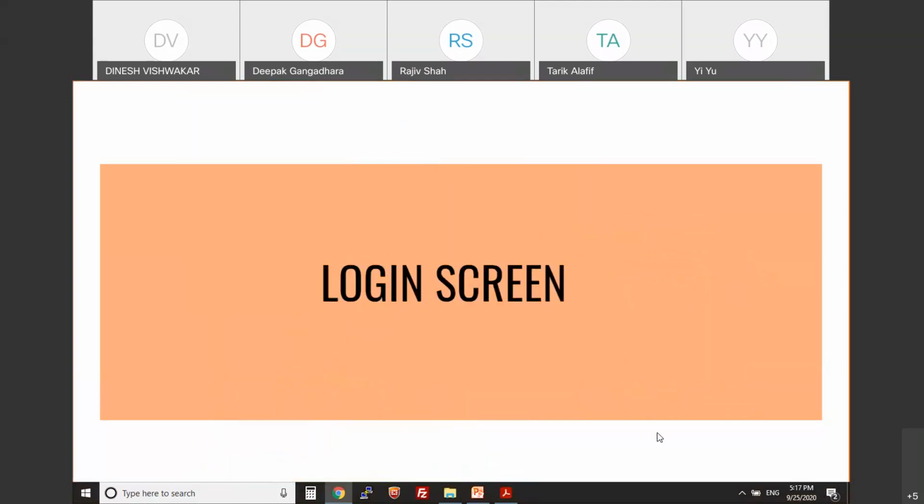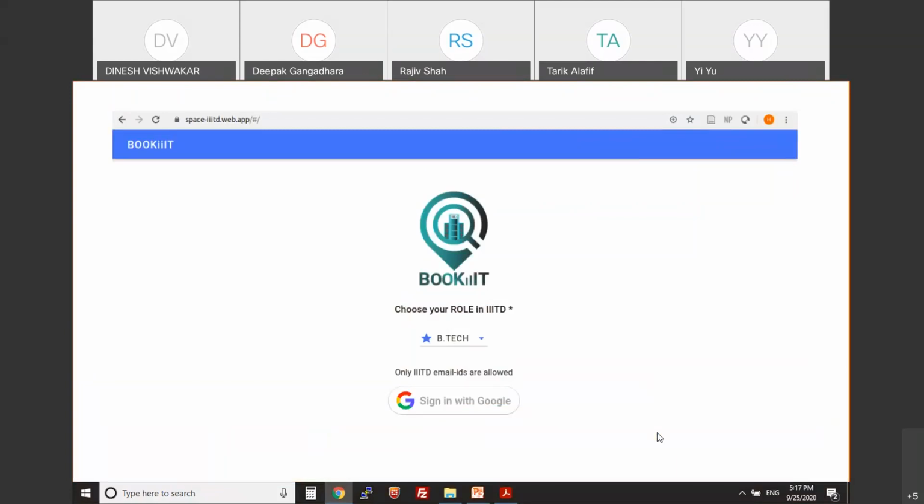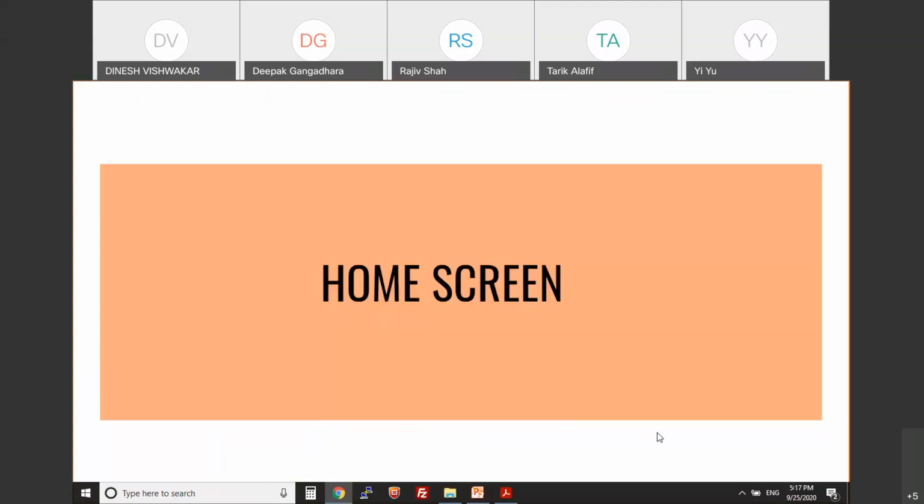Moving on. So I wanted to show you the application, but I can't. So I'll quickly go through the slides. This is the login screen. This is the first screen which you will see after entering the URL. As it is developed for Triple IT, only Triple IT email IDs and certain email IDs allowed by administration can be used in this application. So you log in through your Triple IT email ID.